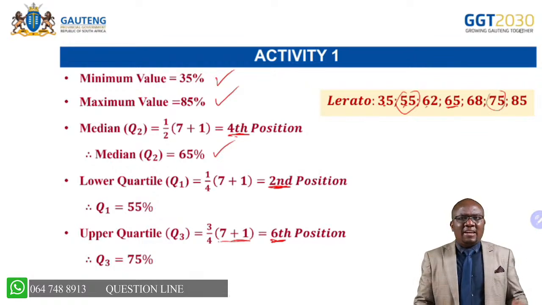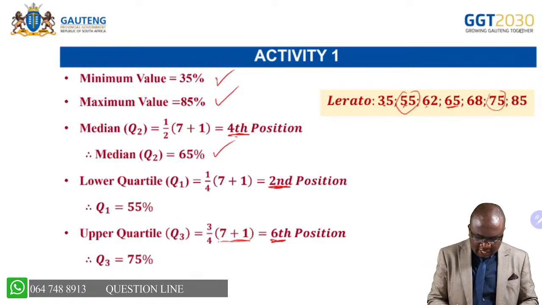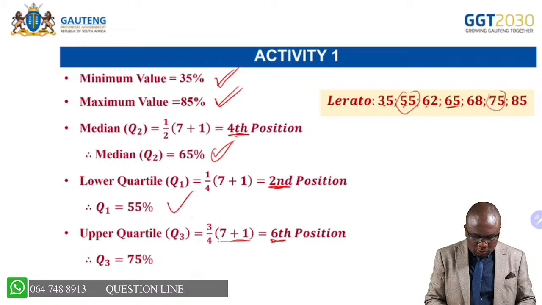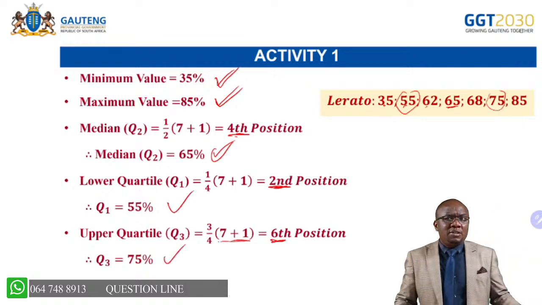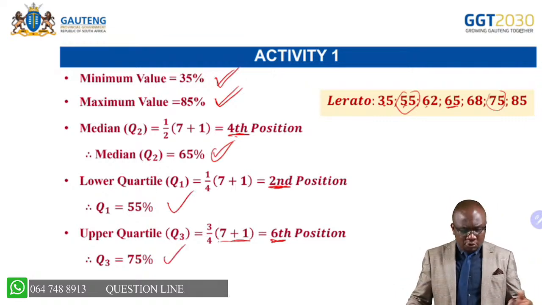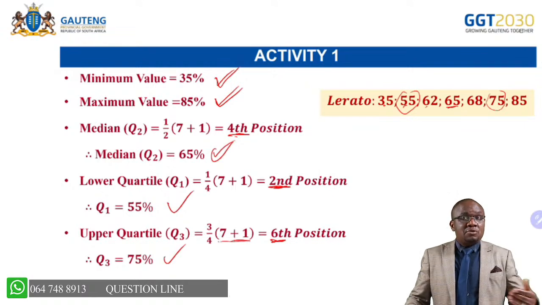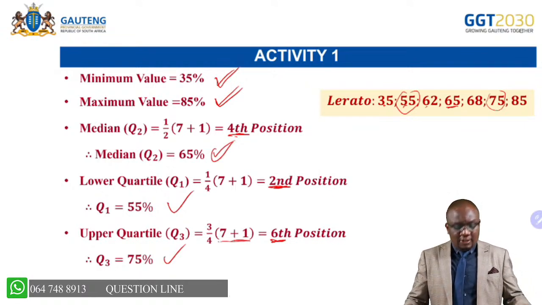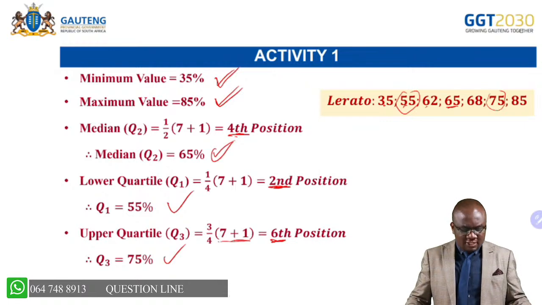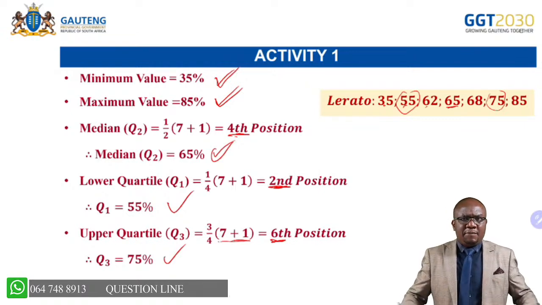So now we have our 5-number summary, right? The minimum value, maximum value, median, lower quartile, and upper quartile. I'm going to give you 1 minute for you to copy this, okay? So that you can use it in the next activity for John when you're finding this 5-number summary for John. Just 1 minute. Try to look at the solution, and then after that we will continue.